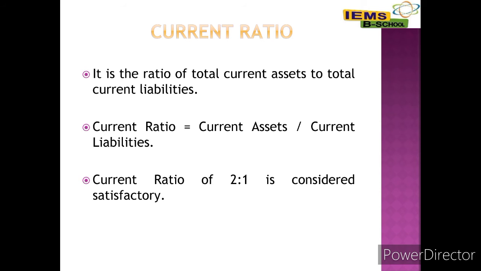It is the ratio of total current assets to total current liabilities. It is calculated by dividing the current assets by current liabilities. So current ratio is equals to current assets divided by current liabilities. Now we'll understand what are current assets. Current assets are those which can be converted into cash within short period of time, normally not exceeding 1 year. Examples of current assets are cash, bank balances, inventory, accounts receivables and bills receivables, etc.